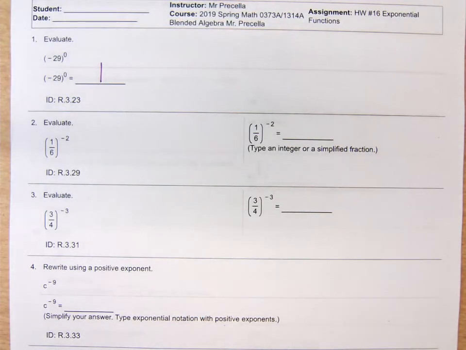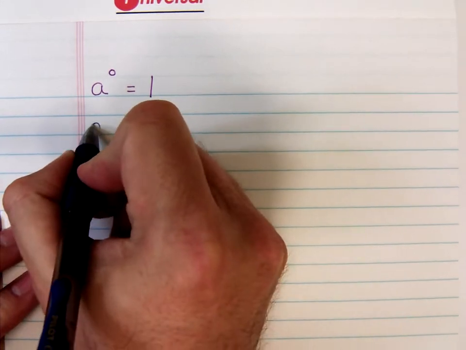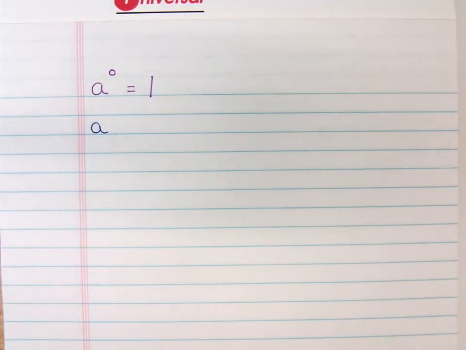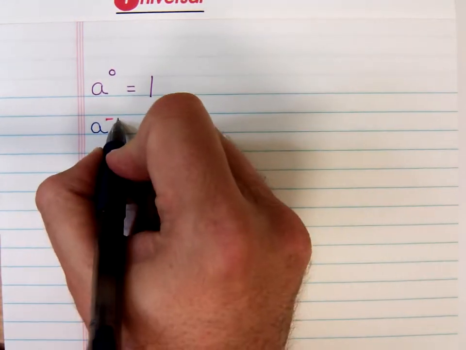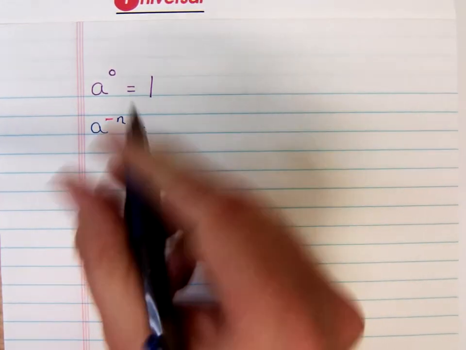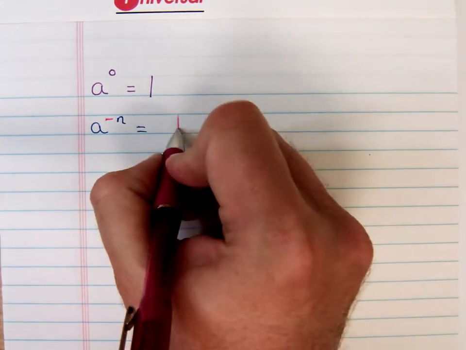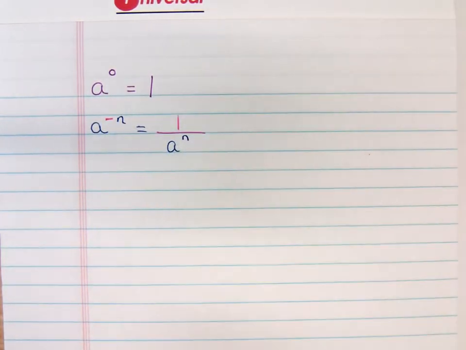Now, we have the definition of negative exponent. A to the negative n power. A negative exponent means 1 over a to the n. A to the negative n is 1 over a to the n.